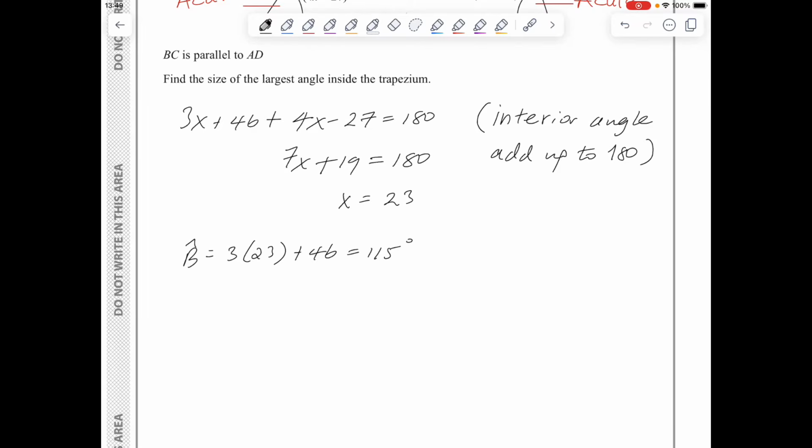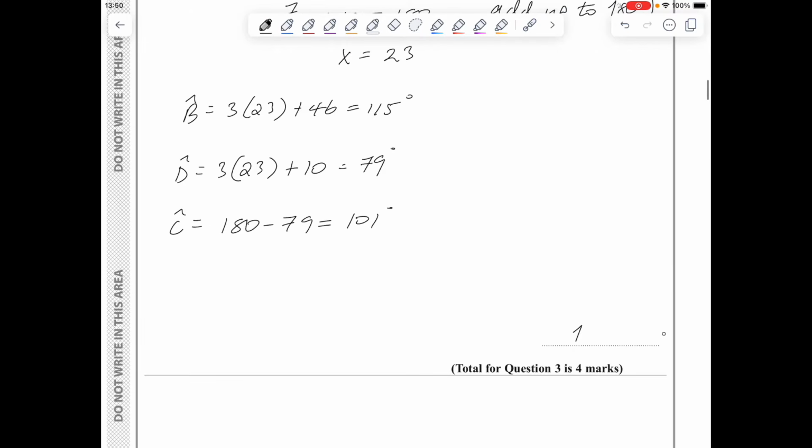Now to find C, I'll first need to find D, which is 3 times 23 plus 10, which gives me 79. Therefore, C is an interior angle with D, so they add up to 180. Doing this subtraction will give me 101. All these are degrees. Therefore, the largest angle is B, which is 115 degrees.